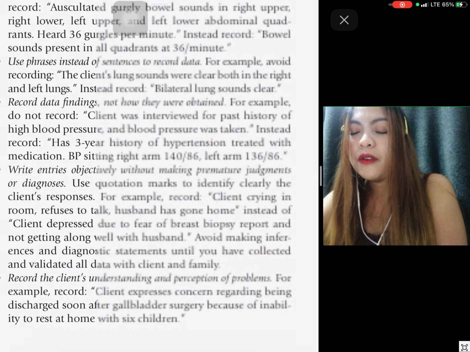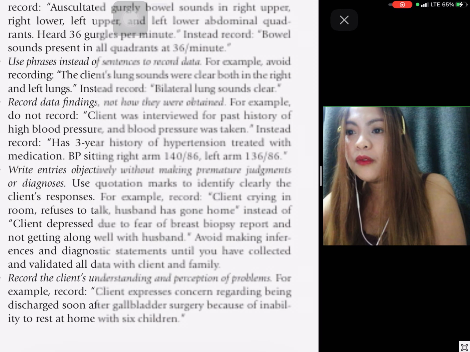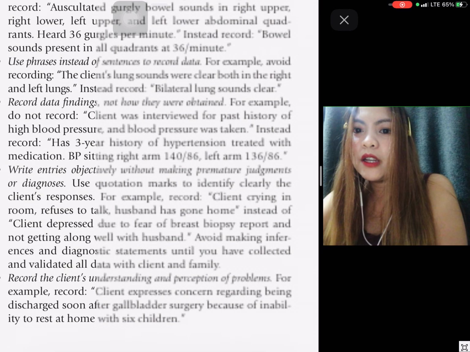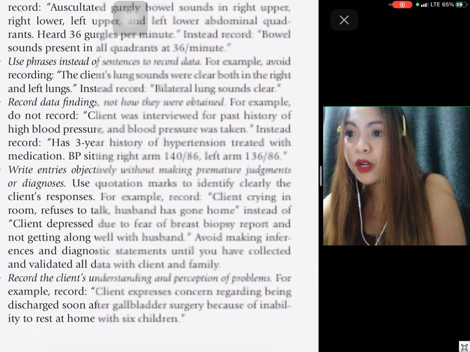Record the client's understanding and perception of problems. So, for example, you have to record: client expresses concern regarding being discharged soon after gallbladder surgery because of inability to rest at home with 6 children. So, yan. Pwedeng ganon.